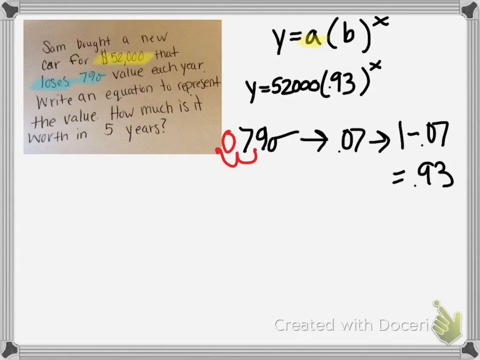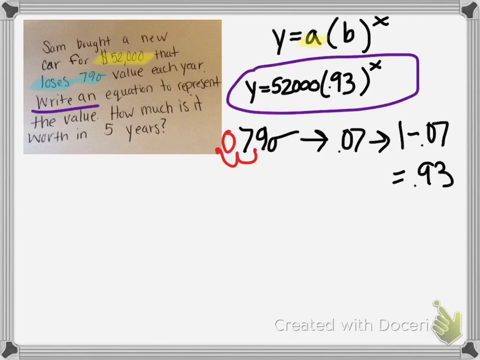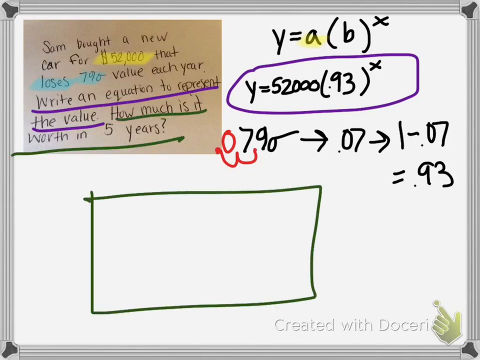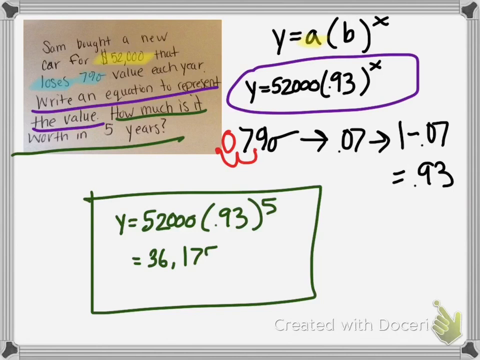Okay, so I've answered the first question here. Write an equation to represent the value. And my second part of the question is, how much is it going to be worth in 5 years? So I'm going to take the equation that I have, 52,000 times 0.93 to the 5 years. Again, if you need to, leave it there. But if possible, it'd be great to know if you know how to type this in. The only way to do it is to try and see if it matches my answer. So $36,175.80 rounded. And there we go.